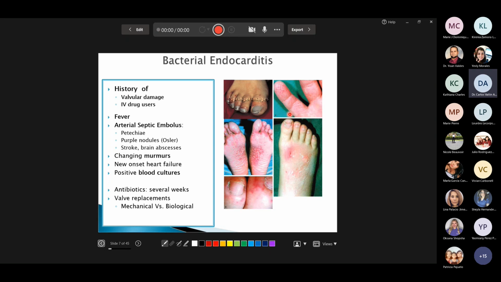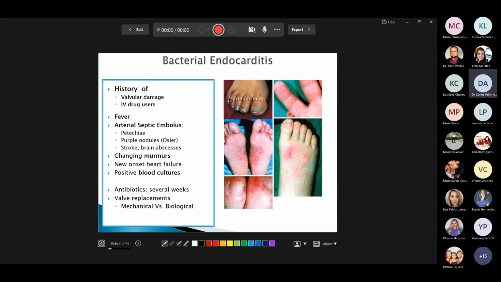The treatment is antibiotics, of course, if it is diagnosed early enough, and for many, many weeks. It's not 3 days of antibiotics, it is weeks of intravenous antibiotics, depending on the result of the culture. And the other thing that those patients frequently require is valve replacement. The damage of the mitral or the aortic valve is so severe that it needs to be replaced. Talking about valve replacement, you need to know that there are two types of replacements, okay? The valve of the person is removed and a new one is placed.